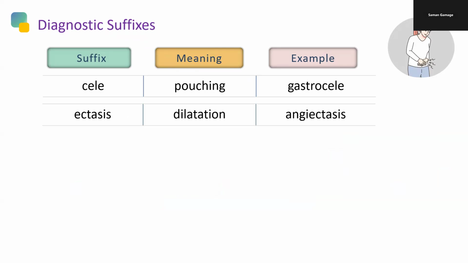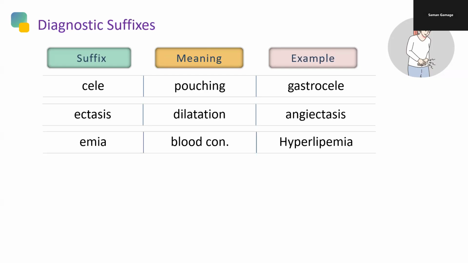Ectasis means dilatation. Ectasis, dilatation. Angiectasis. This means blood vessels are dilated. Dilatation of blood vessels. Angiectasis. Emia. Emia means a blood condition. You know this. Hyperlipemia is presence of excessive fat in blood.